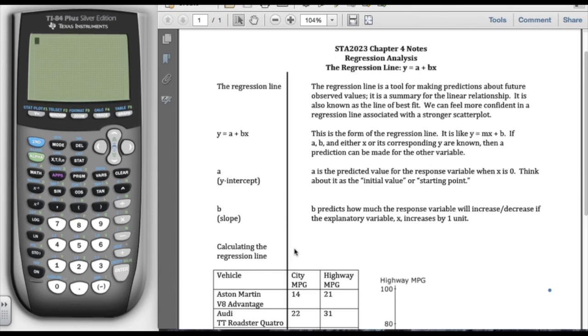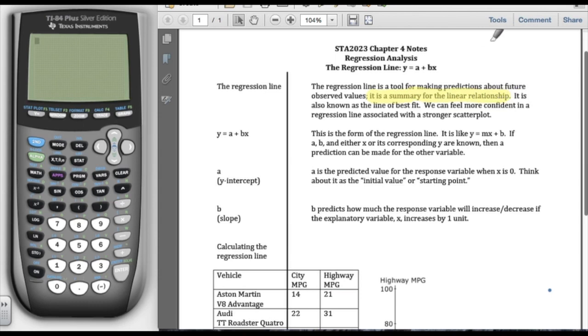Next up in Chapter 4, we're going to look at the idea of the regression line, which is also known as the line of best fit. The regression line is a tool that we're going to use for making predictions about future observed values. Not in our data set, but things we see in the future. And it's really just a summary for the linear relationship that we're seeing.